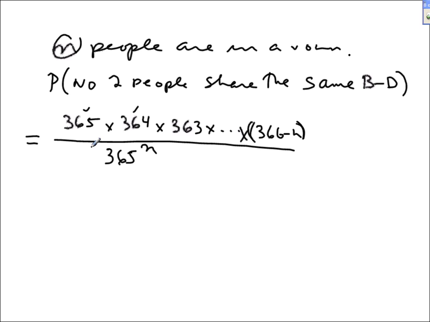Now, one would ask, so this is the probability that in a party of n people, no two people have the same birthday.